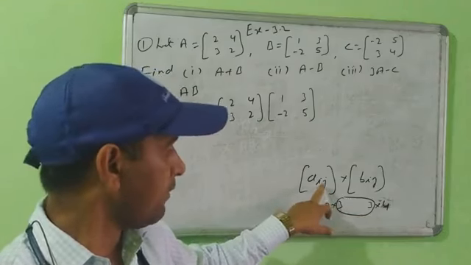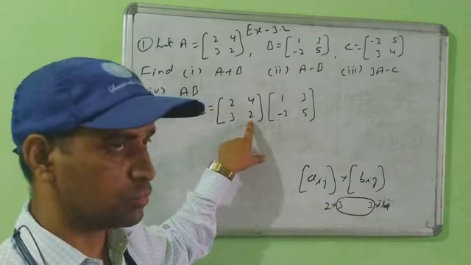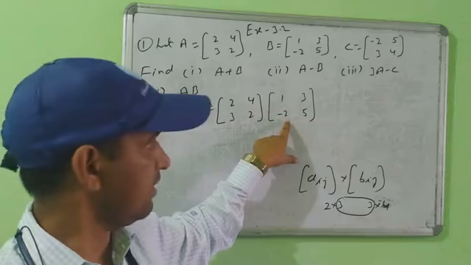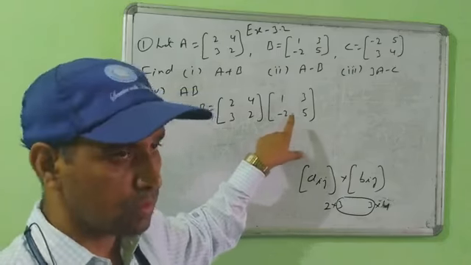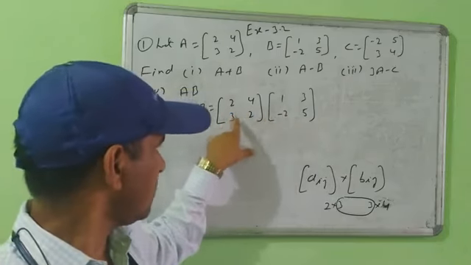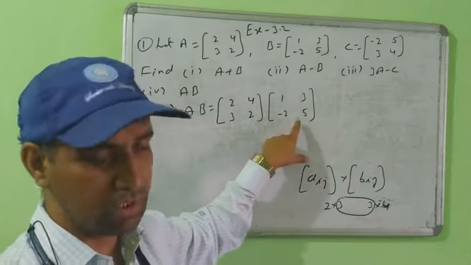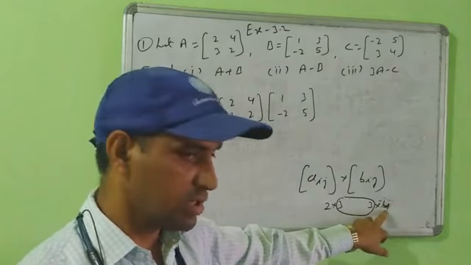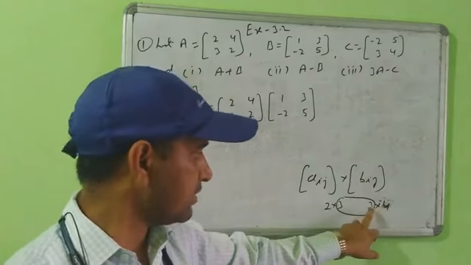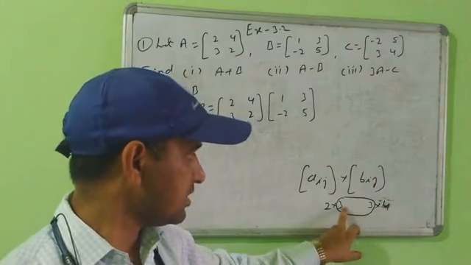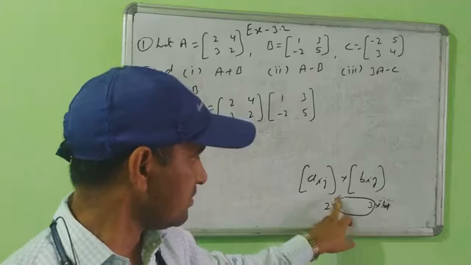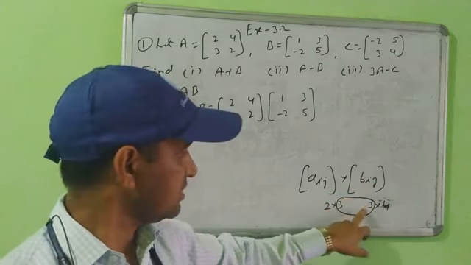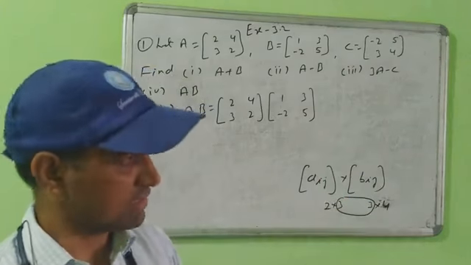Suppose the number of columns here is 2. Then it is necessary for the second matrix to have two rows. How many columns it has does not matter, suppose 2, 3, 4, 5. But the rows must match the columns: the columns of the first matrix and the rows of the second matrix. So this is the multiplication rule for any two matrices.